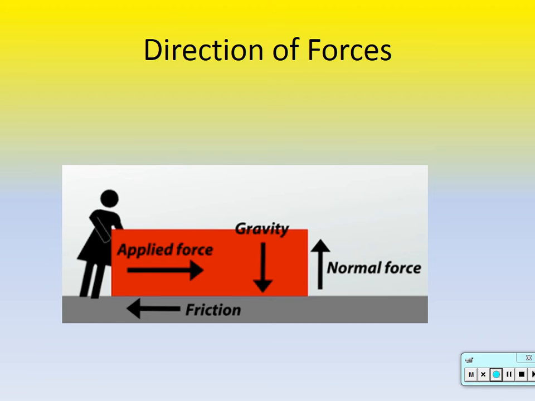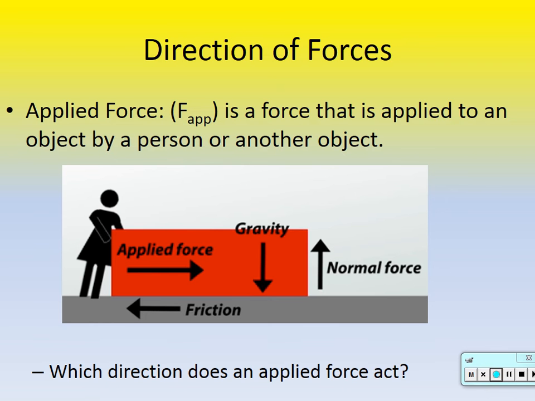Okay, let's talk about direction of these forces. Which direction do they act? An applied force is a force that is applied to an object by a person or another object. So I've got a diagram here. This lady is pushing this red box across the floor, it looks like. The applied force is going in the direction that she's pushing it. So it looks like to me she's pushing it to the right, so I would draw an arrow to the right and write force, applied.